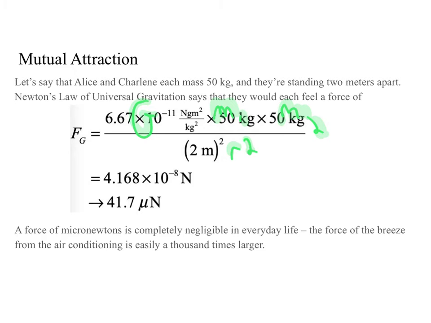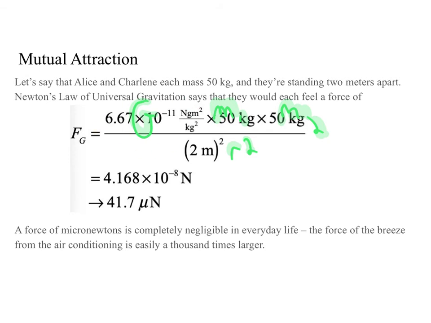If you grind all that in a calculator, you end up getting this number, which turns out to be 41 micronewtons. Remember, they are human-scaled things, 50 kilograms each. We get a force between them which is only 40 millionths of a newton. It's completely negligible in everyday life. The force of a breeze from air conditioning would easily be 1,000 times larger. People walking through the hall or a truck going by outside would exert bigger forces on them than their mutual gravitational attraction. Why? Because G is so ludicrously small.